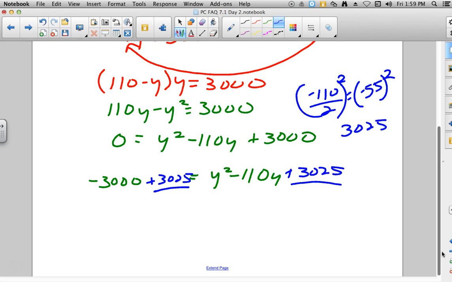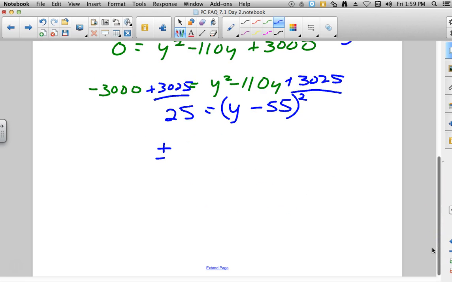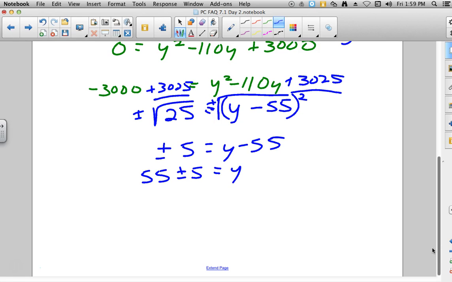So on this side, we now have a nice little 25. And over here, we have y minus, remember, b over 2. That would be 55 squared. And then what we have to do is take the square root of both sides. So we will get plus or minus 5 equals y minus 55. And then we would add 55 to both sides. So 55 plus 5 would be 60. 55 minus 5 would be 50.